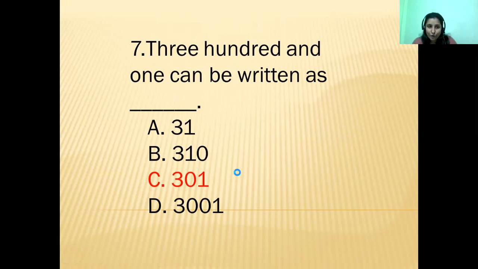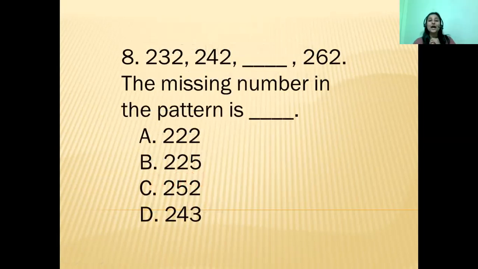And the question number 8. 232, 242, blank, 262. Now the missing number in the pattern is, just think, is it A, 222? Is it B, 225? Is it C, 252? Or is it D, 243? Just see this. 232, 242, 262.